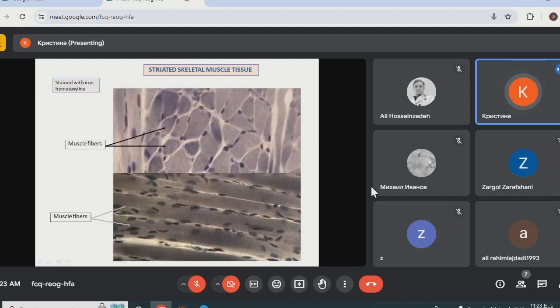The same in a different staining, iron hematoxylin. Here you can see muscle fibers in longitudinal section with cross striations and cell nuclei at the periphery. Between muscle fibers, loose connective tissue, endomysium. Here muscle fibers in cross section, also with nuclei at the periphery.